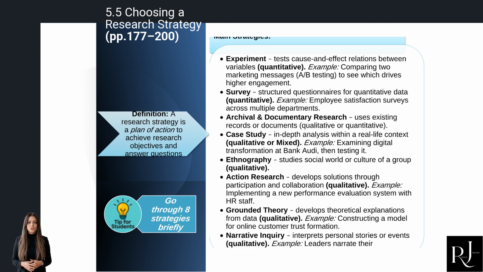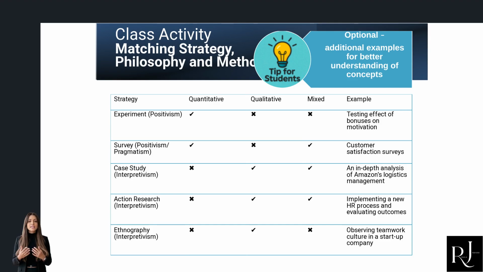Ethnography involves studying the social world or culture of a group over time. Action research is a collaborative process to develop solutions, often used in HR. Grounded theory develops theoretical explanations directly from collected data. Finally, narrative inquiry interprets personal stories or events, such as leaders narrating their experiences of change. Each strategy has its own strengths depending on whether you are looking for broad trends or deep, specific insights into a business problem. This class activity helps us match strategy, philosophy, and method.